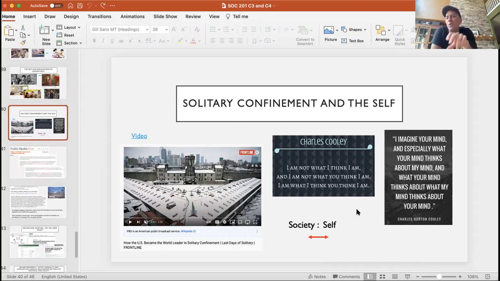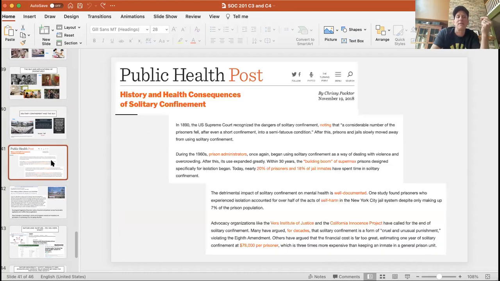And here's a good way of thinking about Cooley. I imagine your mind, and especially what your mind thinks about my mind. So my perception, the way I imagine that you think about me, and what your mind thinks about what my mind thinks about your mind, right? And this is like the complexities that Cooley's going after. The way I imagine, not only the way you're thinking about me, but the way that your mind thinks about my mind, thinking about your mind, right? It's like, whoa, man, there's a lot of stuff going on there, thinking about how we're developing ideas about self.